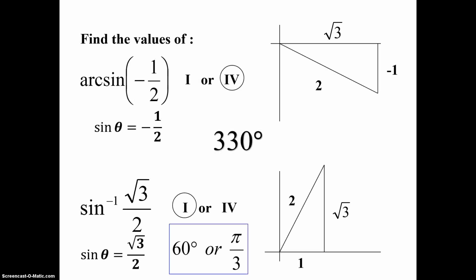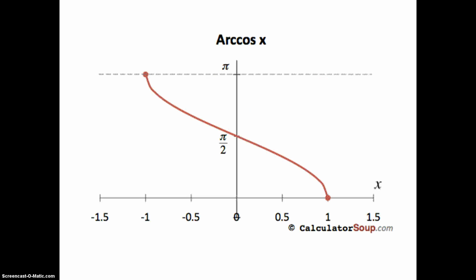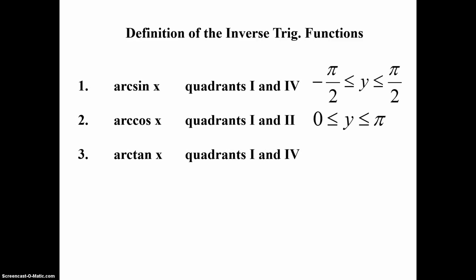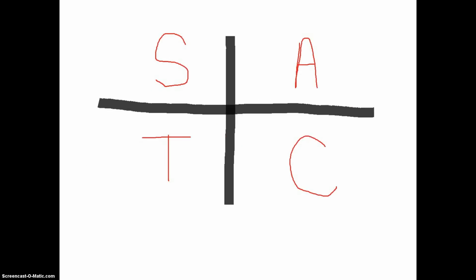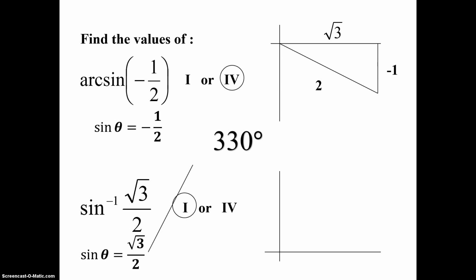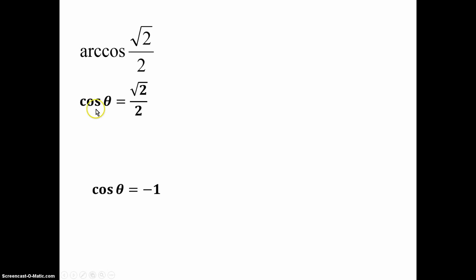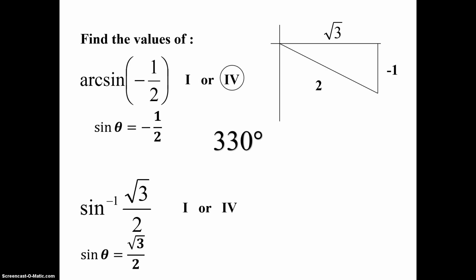Okay, next, arc cosine of square root of 2 over 2. Again, let's think about transposing it. This is really saying cosine of theta is equal to square root of 2 over 2. Well, let's go back to where arc cosine can live. Arc cosine can only live in quadrants 1 and 2. So keep that in mind. When I transpose it, I have an angle, and I'm going to take the cosine of that, and I'm going to get a positive value. So remember, arc cosine only lives in quadrants 1 and 2.